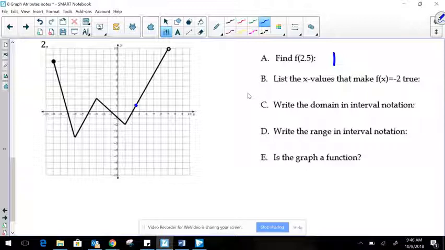Okay, part B, it says list the x values that make f of x equal -2 true. So let's draw that dotted line so you can see where I'm pointing at here. All right, and then the dotted line hits the graph, looks like 3 times. Okay, so we're going to look and see where these dots have the x value. So this red dot here, if we go to the x-axis, is in between -6 and -7. So let's say that's -6.5. This red dot here is -5. And this red dot here is 1.